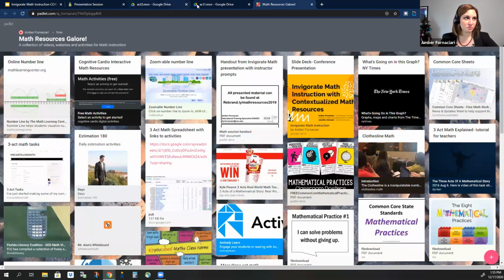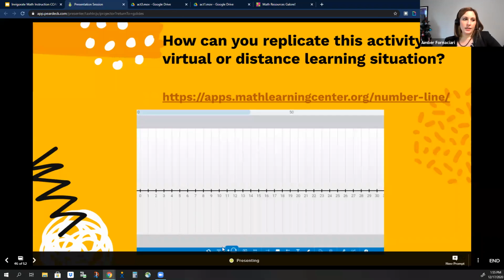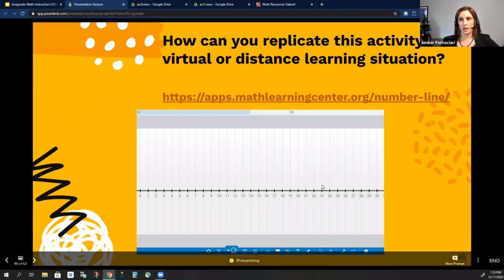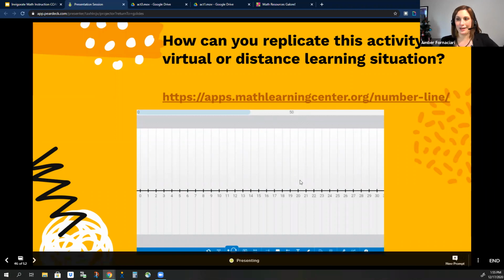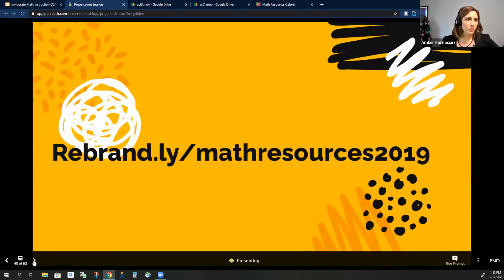All right. So this number line allows for a lot of different options. You can change all of the numbers. You can add boxes. There are all kinds of options here with a virtual number line if you can't get a clothesline in a room, okay? Again, you can use this printed out. If you need to print it out on paper, you can do that.